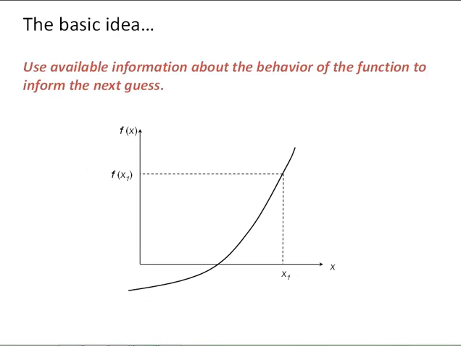Here's the basic idea. Newton-Raphson takes advantage of some available information about the behavior of the function to inform the next guess. Namely, we're going to use the slope of the function at the current guess to determine our next guess. So let's look at how this might work.